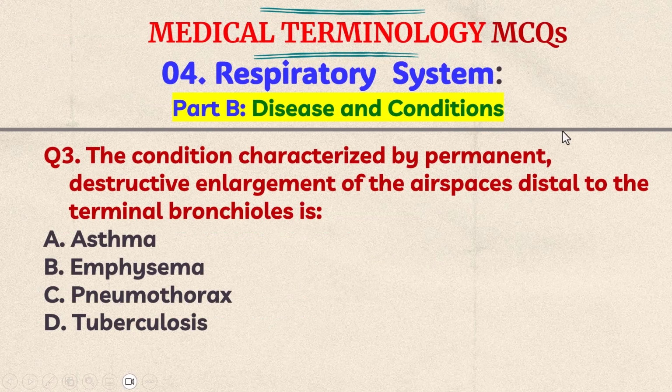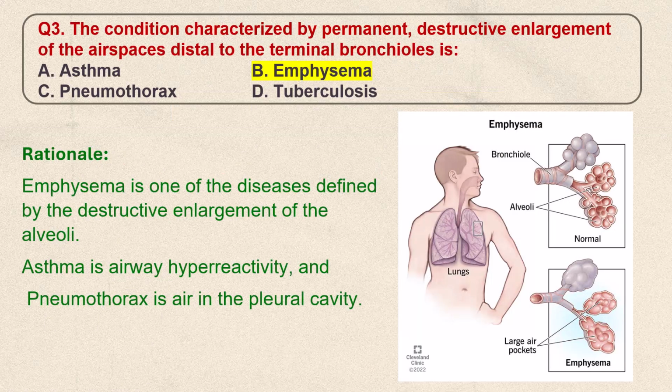Question number 3. The condition characterized by permanent destructive enlargement of the air spaces distal to the terminal bronchioles is A. Asthma, B. Emphysema, C. Pneumothorax, D. Tuberculosis. Think the answer. The correct answer is B.